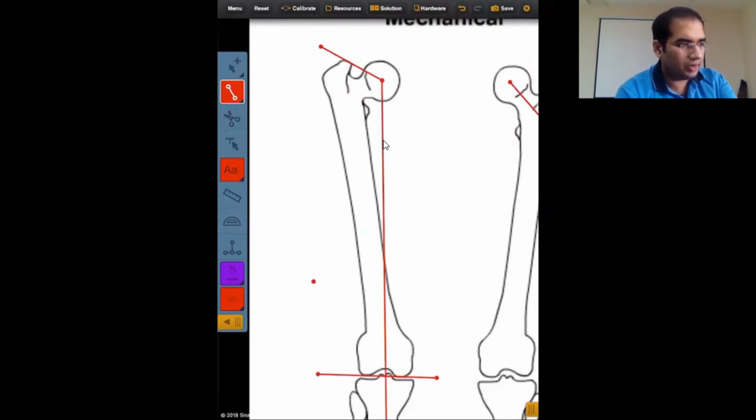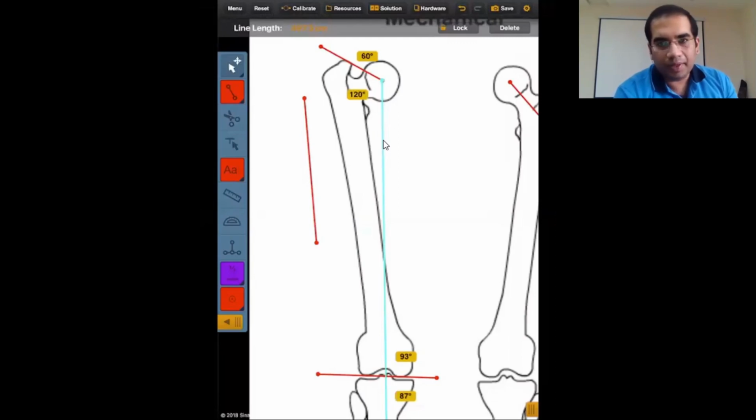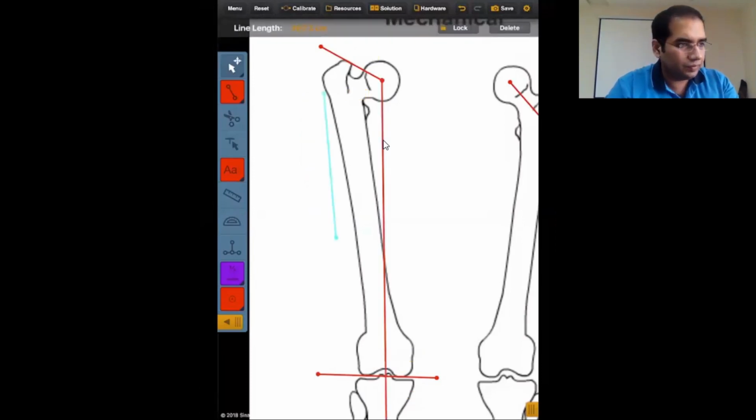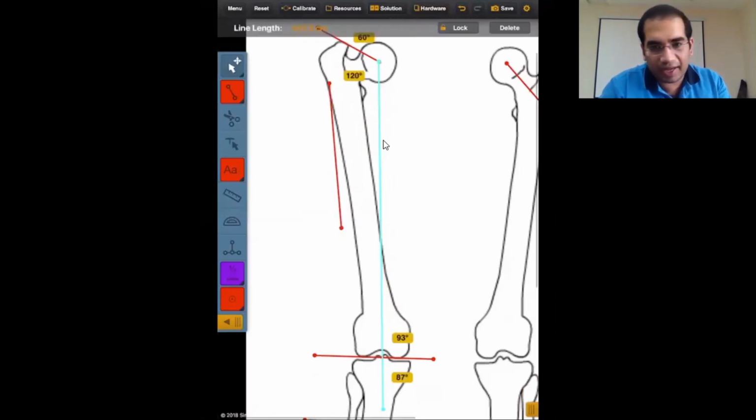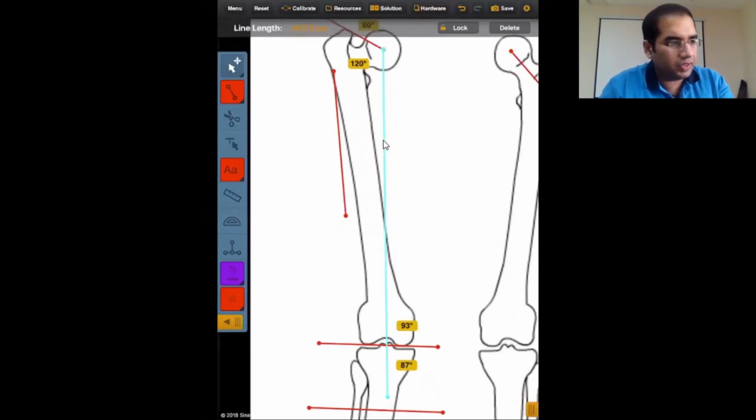So what we're going to do here is, since the angle below is normal and the angle above is abnormal, we can say that the deformity is in the proximal part of the femur. We are going to draw the two reference lines, as we did before. The one is the lateral distal angle and the other is the proximal angle. The distal is always normal, so it is our reference.